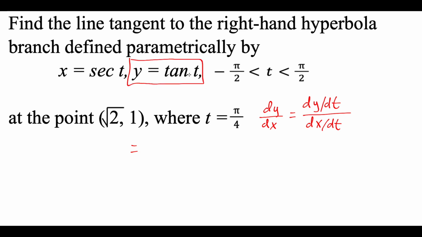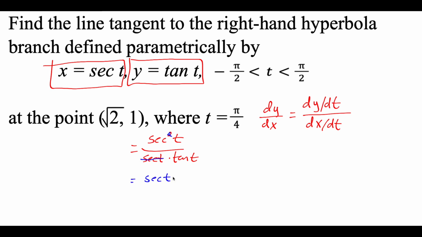The derivative of tangent of t is secant squared of t. Then on the bottom, I'm supposed to look at that x parameter and differentiate it with respect to t. The derivative of a secant is the secant of t times the tangent of t. But now there's some simplifying that can happen. We've got secant squared on top and another secant on bottom, so we can cancel out that secant on bottom with one of those secants on top. So this is the secant of t divided by the tangent of t.